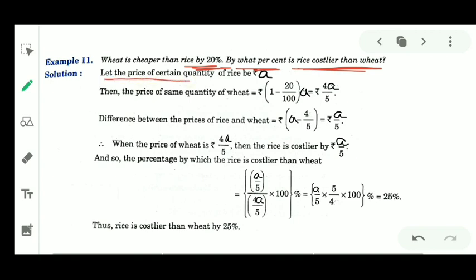Let the price of a certain quantity of rice be A. Then the price of the same quantity of wheat equals 1 minus 20 by 100 into A. That is the formula, 1 minus x by 100, and here x is 20. So the price of the same quantity of wheat equals 1 minus 20 by 100 into A.